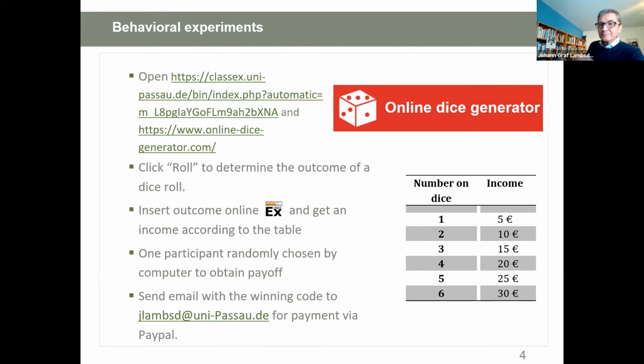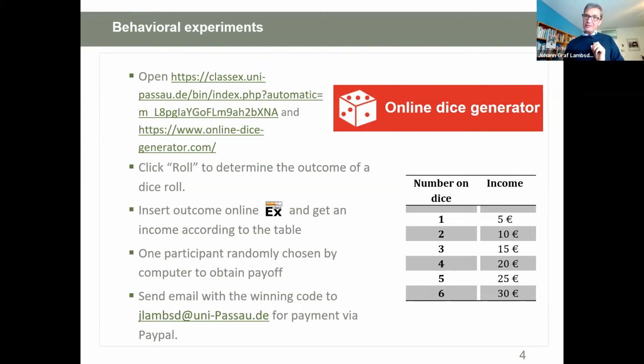So the task will be to click on roll, observe the number in the dice task, then flip over to the other website and insert the outcome. And now you will get paid. And you will get paid according to the table that you see here on the right-hand side. So when you insert the number 1, I will pay you €5. If you roll the 2, I will pay you €10. If you report the 3, you will get €15, and so on. When you observe a 6 and insert the 6 into the website, you get €30.